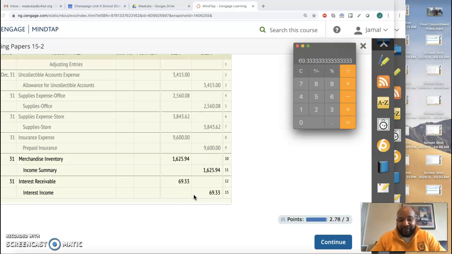So now you'll never forget how to do interest receivable. Take the note. Take the percentage of interest you get. Divide it by 360 days. That's how many days are in a year. Multiply by the number of days that the note was outstanding. It was 8 days in November, 31 days in December, 39 days total. Multiply that times 39, 69.33.